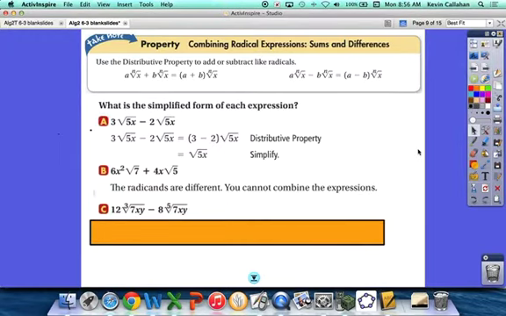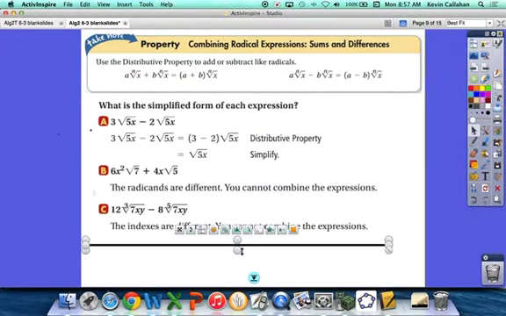How about the next one? Can you combine them? Do they have the same radicand? Sure, the 7xy is the same. What's not the same? The index is not the same, so you can't add them. So for 2 different reasons, you can say you can't add them.